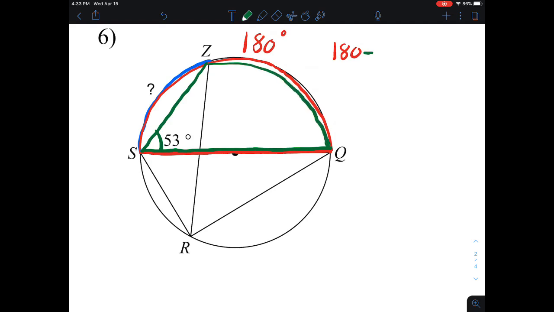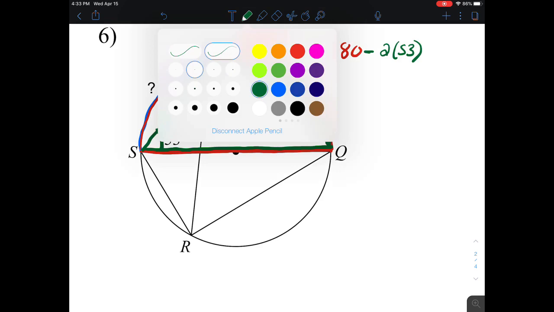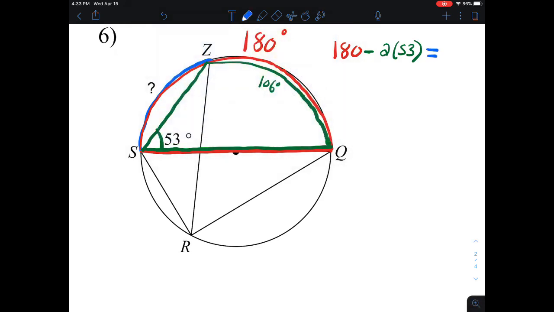Now, this is one of those inscribed angles. So the measure of that arc is going to be equal to 2 times 53, which is 106. So that's 106 degrees. And if I did that subtraction there, that is going to give me the measure of the arc that I'm looking for, which goes from S to Z, which is going to give us 74 degrees.